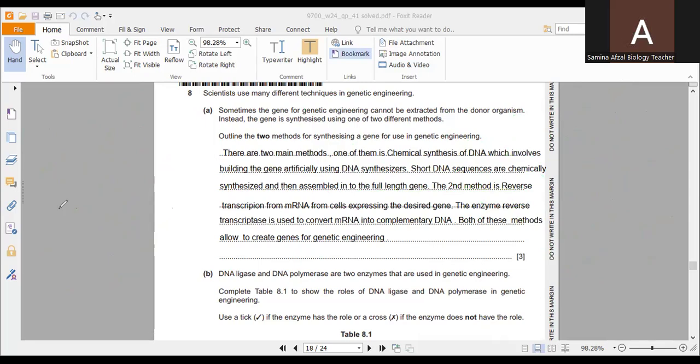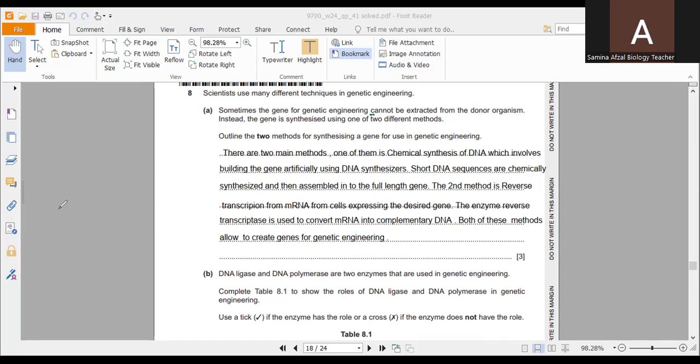Scientists use many different techniques in genetic engineering. Sometimes the gene for genetic engineering cannot be extracted from the donor organism. Instead, the gene is synthesized using one of two different methods.